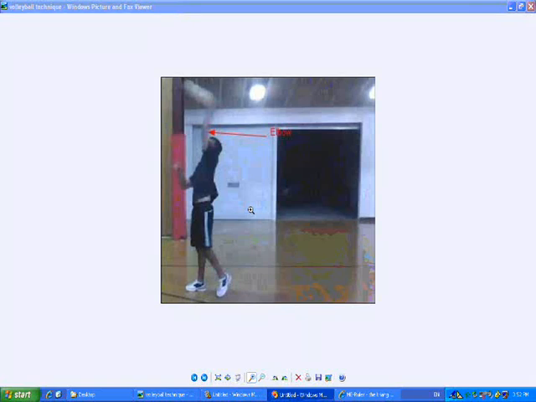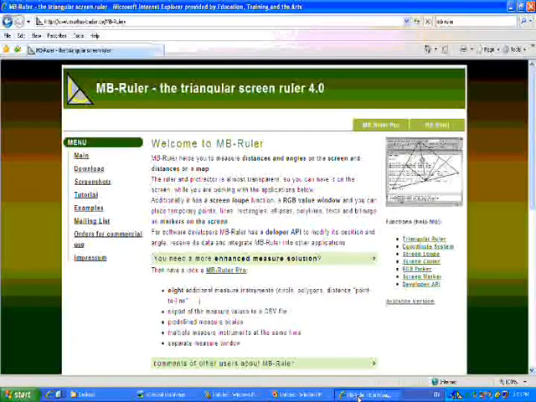Skill analysis 2, motion analysis using MB Ruler. MB Ruler is another free program. It's a German program but does have English instructions. Download it, install it for free, unrestricted. You can install it on a USB stick, so I do, to run it portably.